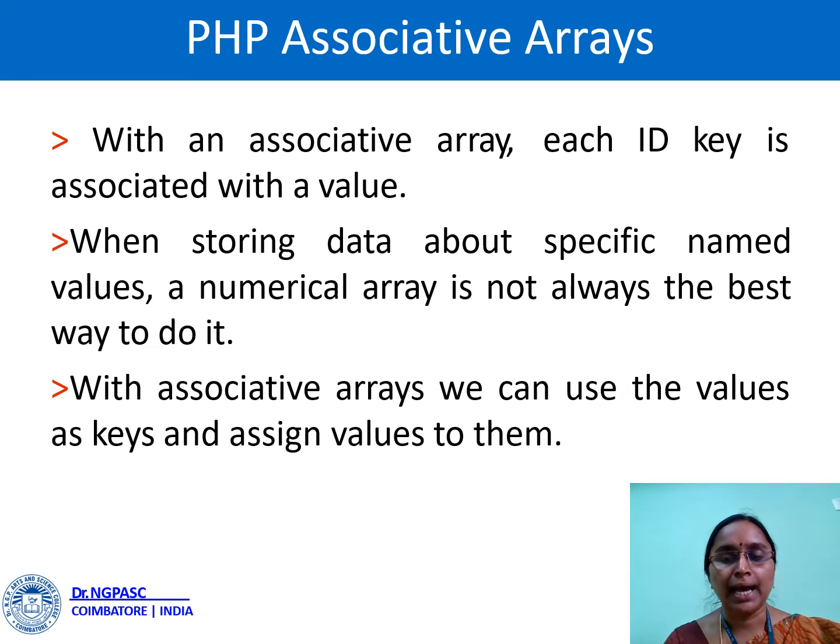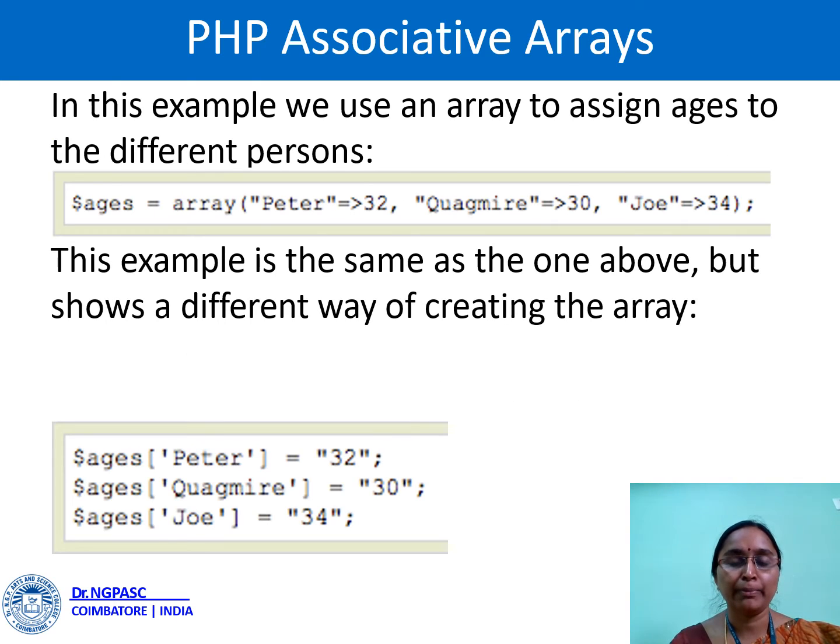Next, we consider the second type of array, that is the associative array. In an associative array, each ID key is associated with a value. When storing data about specific named values, the numeric array is not always the best way of doing it, so for that reason we go with the associative array. In that, we can use the values as the key and assign values to them. Now we will consider one example for that.